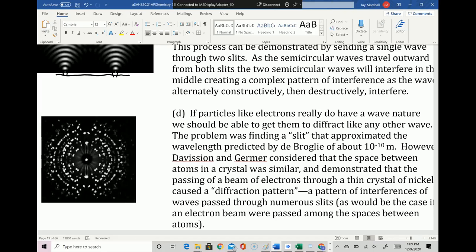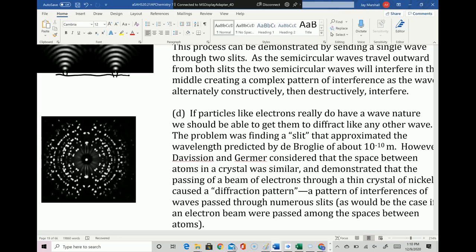And this would be a piece of information that you need to know. This would be a piece of information that you need to know. If particles like electrons really do behave in a wave nature, we should be able to get them to diffract or bend around a slit like any other wave.